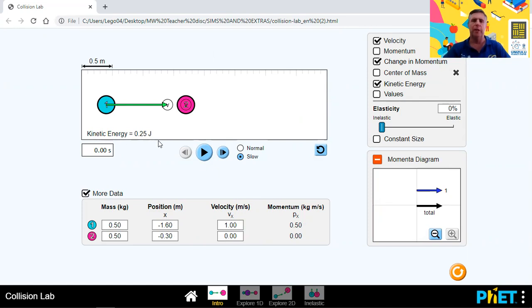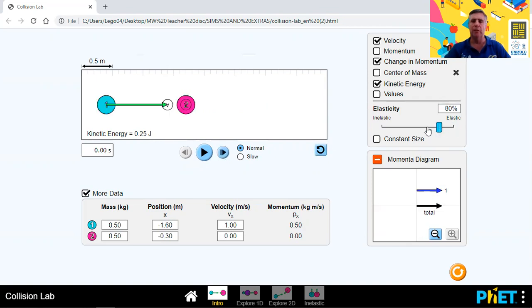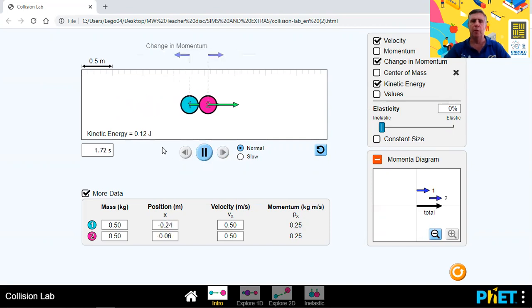You can see total kinetic energy before, which is obviously only from ball 1, because ball 2 is stationary, is 0.25 joules. In the elastic collision, kinetic energy is conserved, and you can see the kinetic energy afterwards is still 0.25 joules. Let's look at the inelastic collision, 0.25 joules of energy before, but only 0.12 joules of energy afterwards.